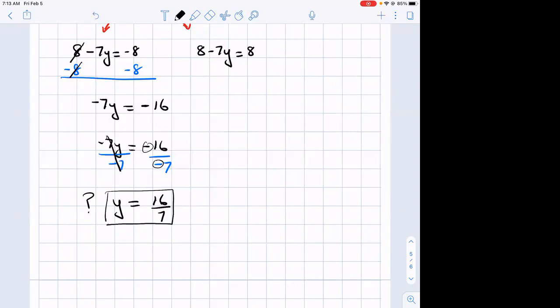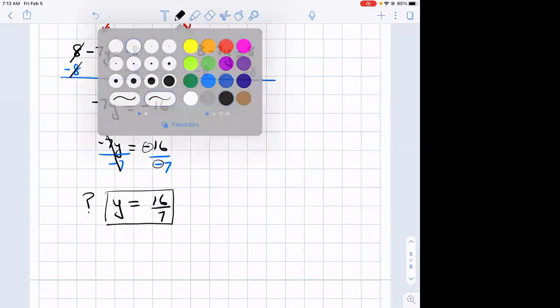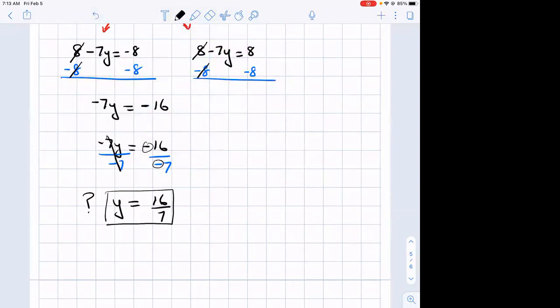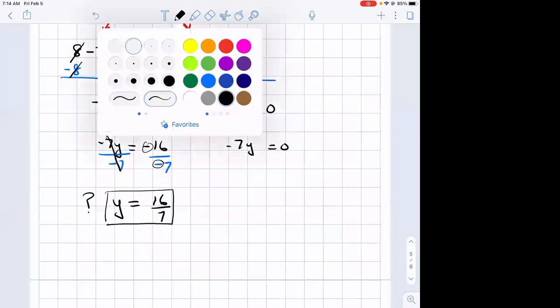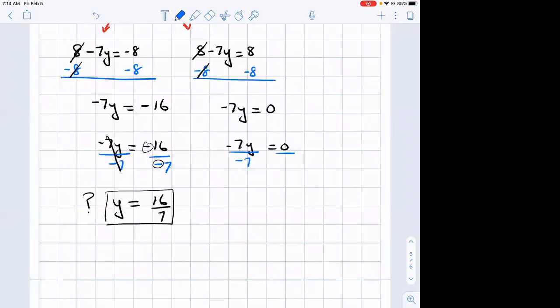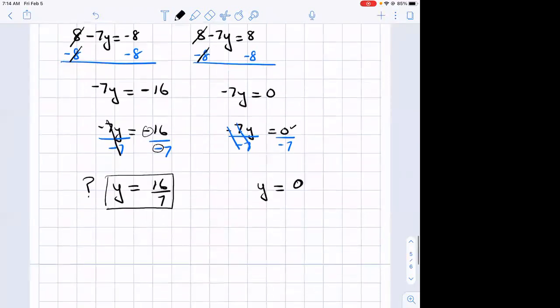Alternatively, if we look at the other side of the equation, we're going to minus 8 on both sides. If we do that, the plus 8 and the minus 8 cancel, so we have minus 7y is equal to 0. And then if we divide both sides by minus 7, y is equal to 0 over negative 7. If there is a 0 on the top, the answer is 0. 0 divided by the number is 0. So here is another possible answer.